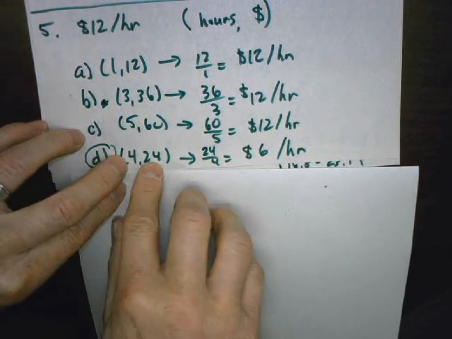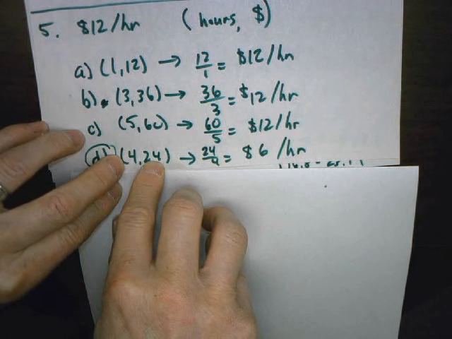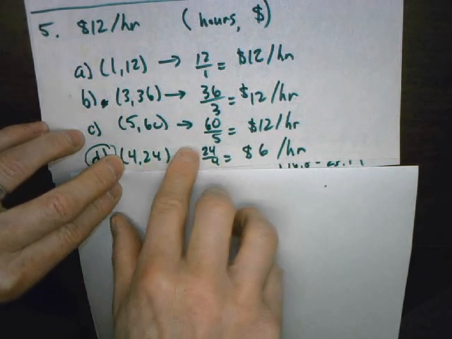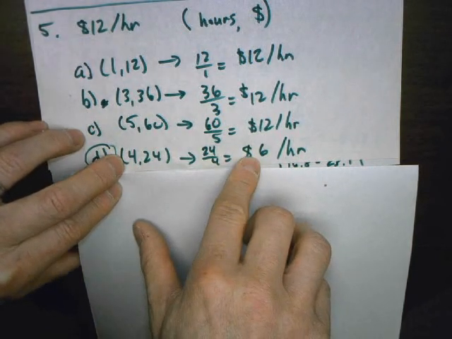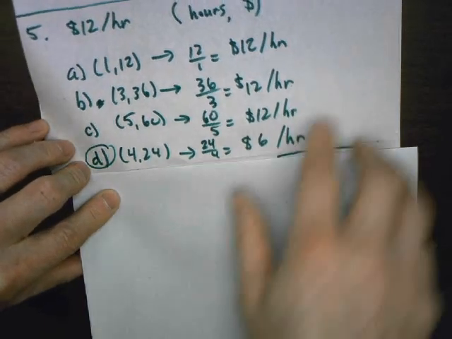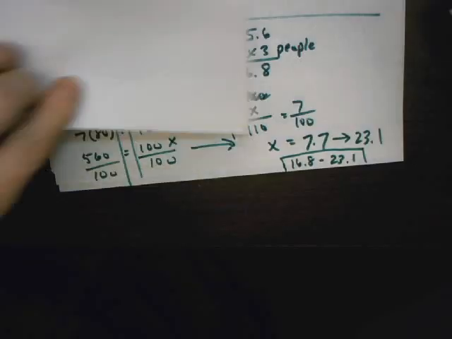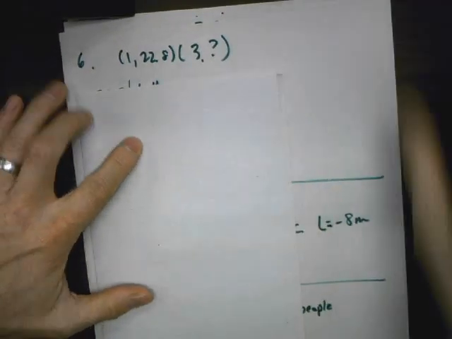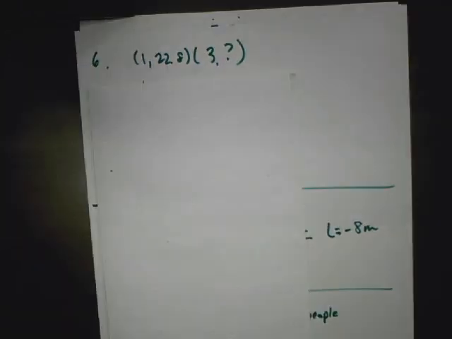And D, 4, 24 means 4 hours for $24. 24 divided by 4 is $6 an hour. So that one would not be on the graph. We don't get the same unit rate. So let's look over here now at number 6. And number 6 says, which value would complete the table to make the relationship between the two quantities proportional?